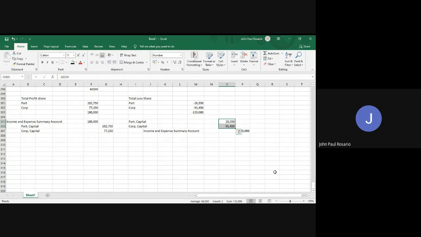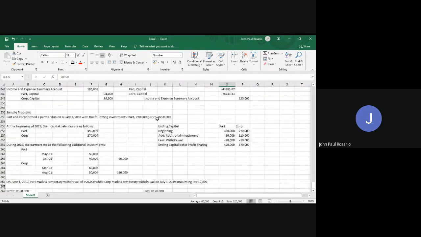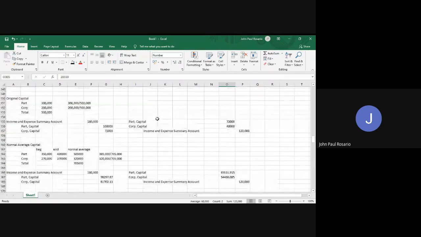Now, if you ask me, sir, is it possible that if the business made a profit, one partner is positive and the other partner is negative? Yes, it is possible. And is it possible that if the business has a loss, one partner still has income or a profit share, and only the other bears the loss? Yes, it is very possible. Okay, now what else? I think that's it.